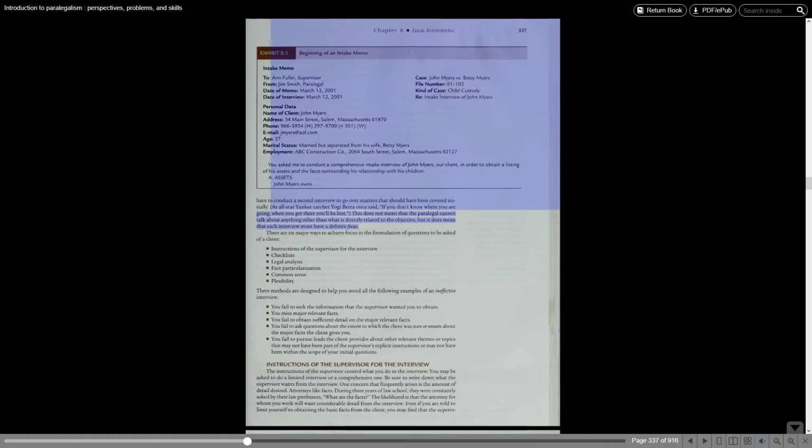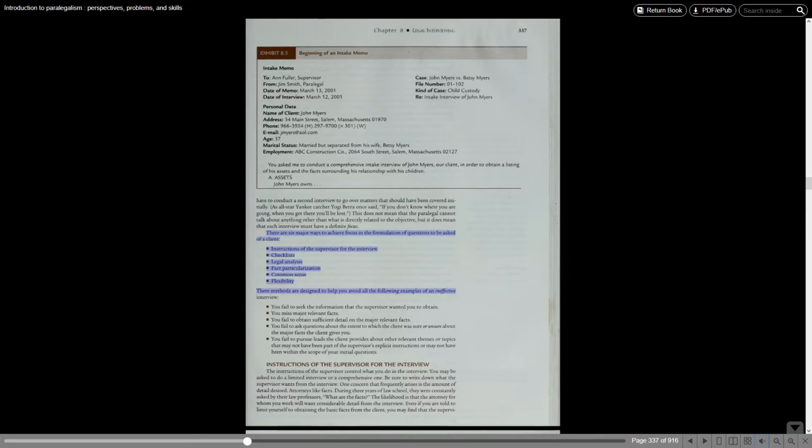As all-star Yankee catcher Yogi Berra once said, if you don't know where you are going, when you get there you'll be lost. This does not mean that the paralegal cannot talk about anything other than what is directly related to the objective, but it does mean that each interview must have a definite objective. There are six major ways to achieve focus in the formulation of questions to be asked of a client: instructions of the supervisor for the interview, checklists, legal analysis, fact particularization, common sense, flexibility.